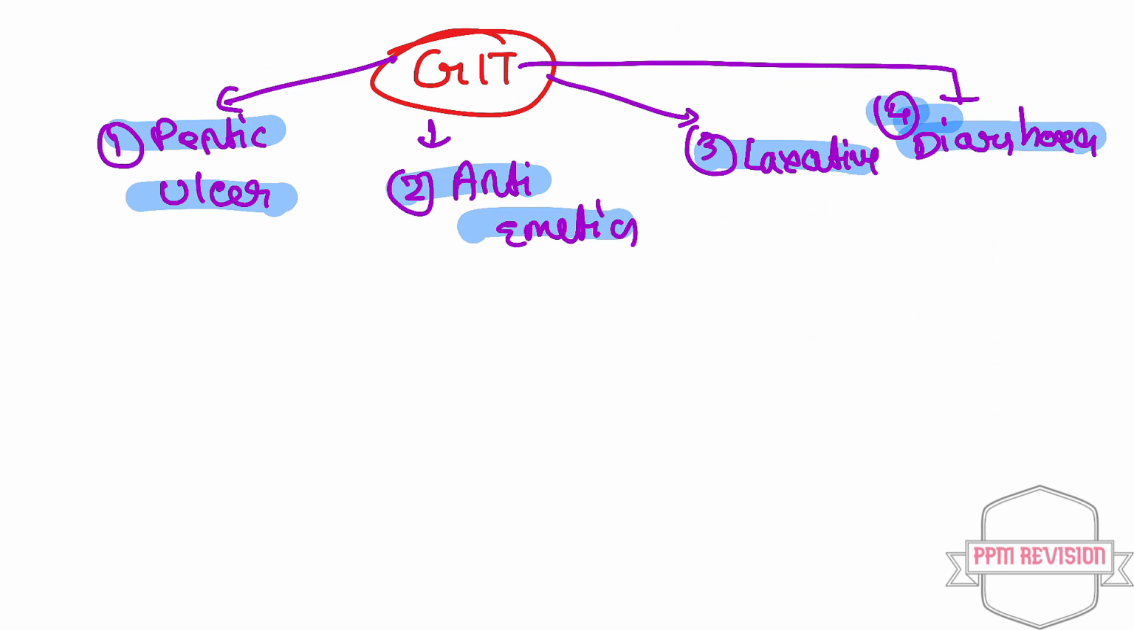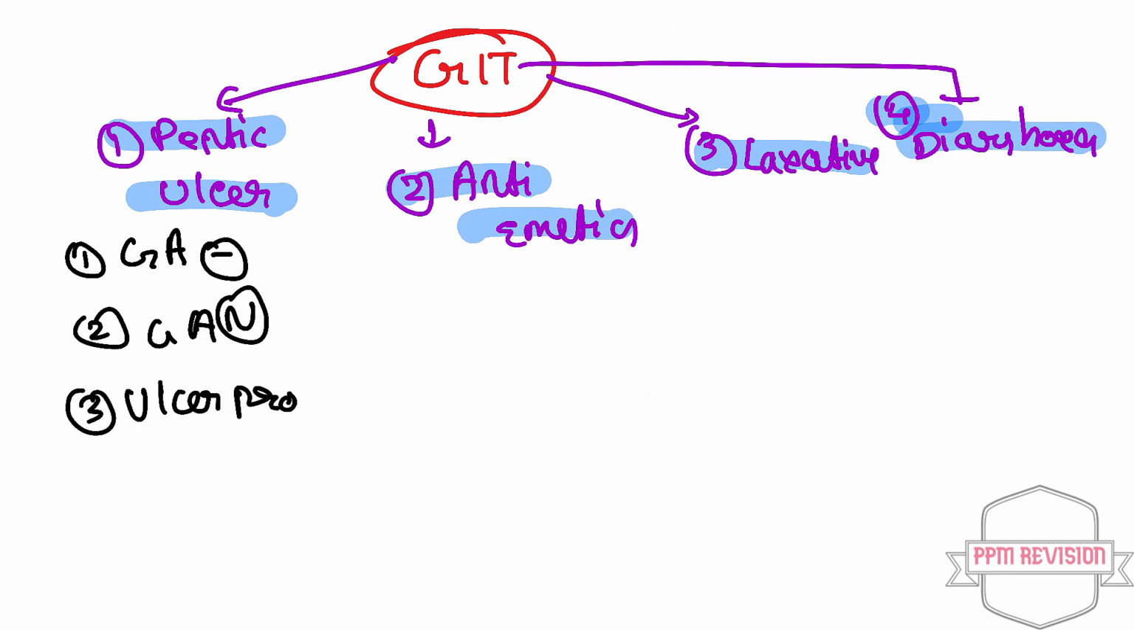So under this, I'll just be summarizing the topics. Under peptic ulcer, we had the gastric acid inhibitors. Okay, it included the H2 blockers, the anticholinergics, proton pump inhibitors, prostaglandin analogs. Next, we had the gastric acid neutralizers. Under this, we had the systemic and non-systemic type. Then we had the ulcer protectives, and then we had the anti-H. pylori.